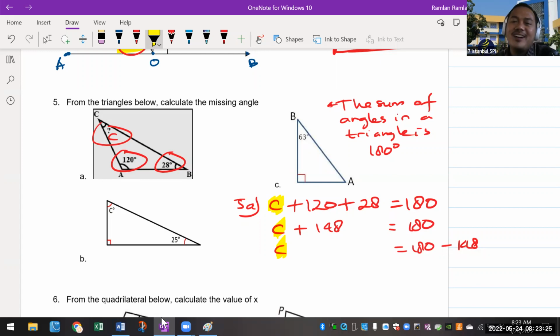So in here we have the C on the left side of the equal sign, and then 148 means that we need to remove that. If that is an addition, so if we move that, it will be a subtraction. So bye guys.